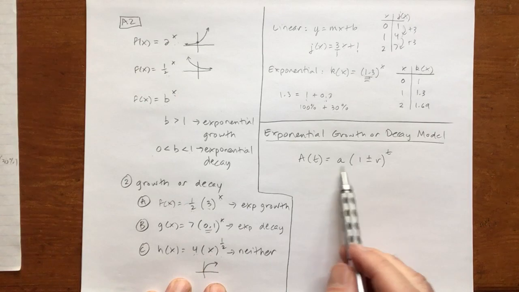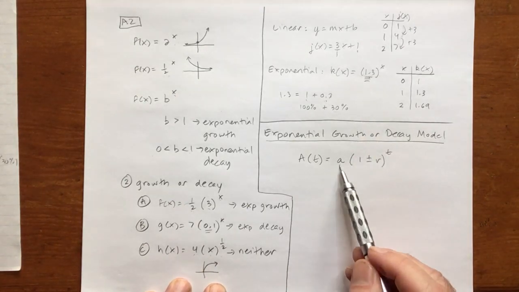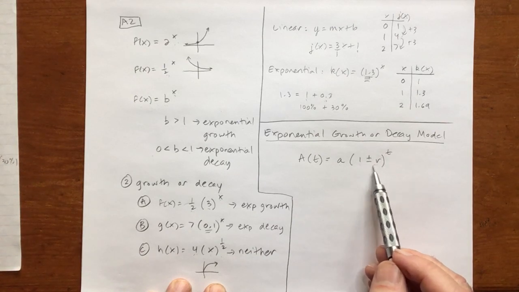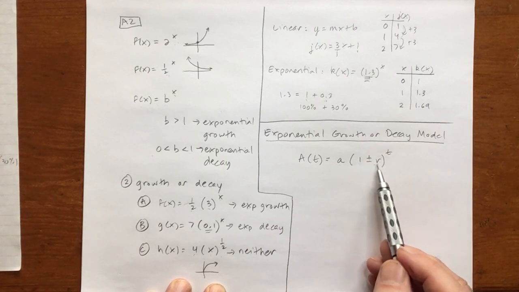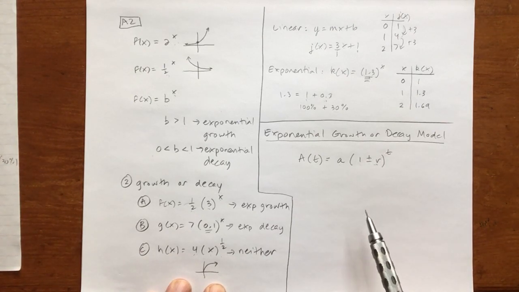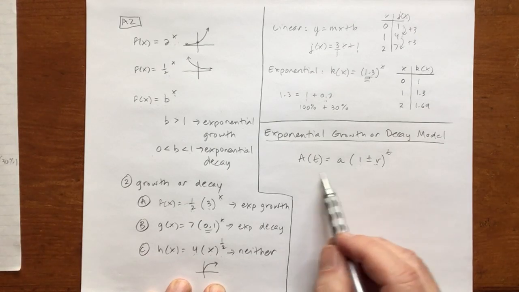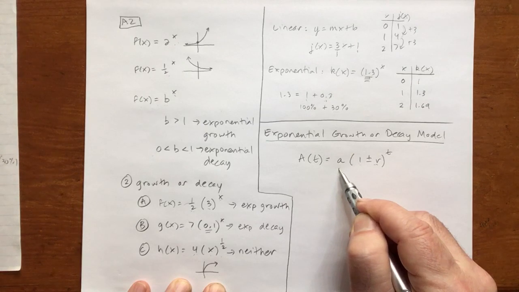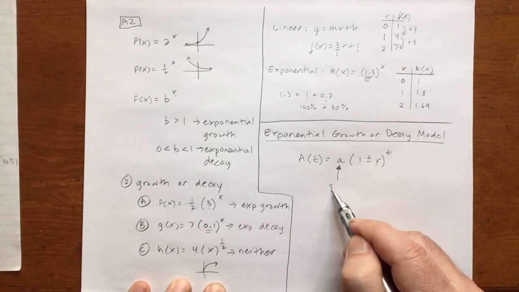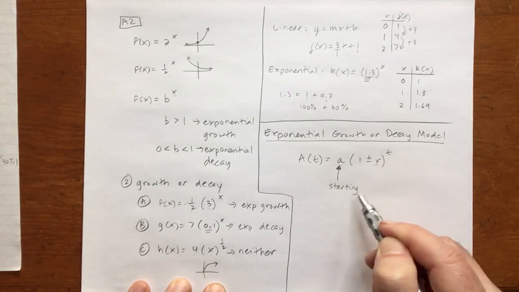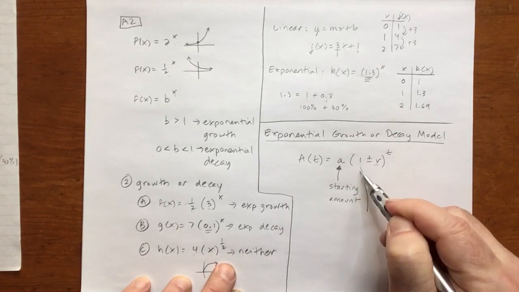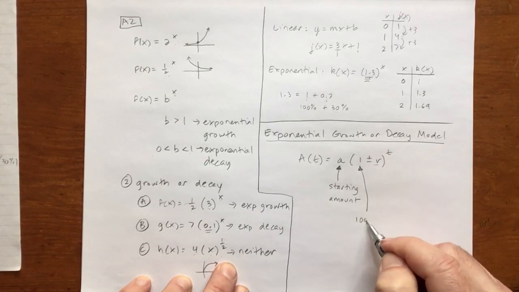And so this kind of looks like what we had before, except we have something out here, and the multiplier is broken down into the 100% plus or minus some sort of rate of increase or decrease. So let's look at each part of this. We'll understand why in a little bit, but this a right here is your starting amount. This 1 right here represents 100%.